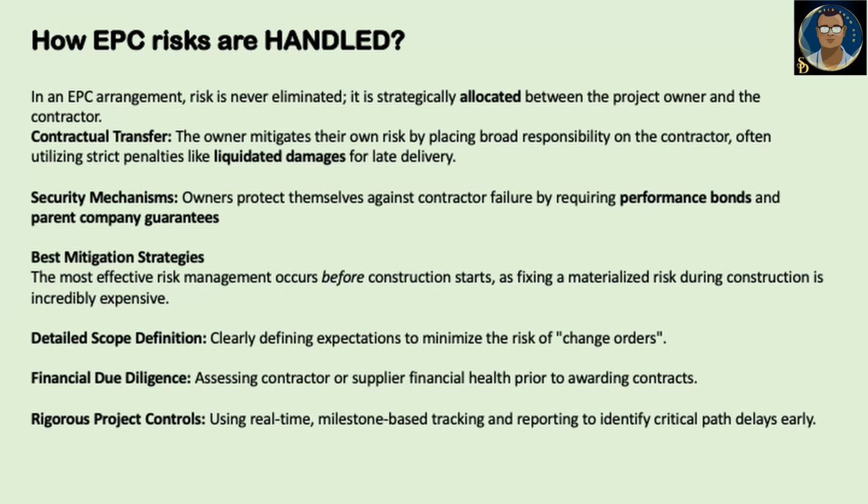Best mitigation strategies: the most effective risk management occurs before construction starts, as fixing a materialized risk during construction is incredibly expensive. Clearly define expectations to minimize the risk of change orders. Financial due diligence: assessing contractor or supplier financial health prior to awarding contracts. Rigorous project control: using real-time milestone-based tracking and reporting to identify critical path delays early.